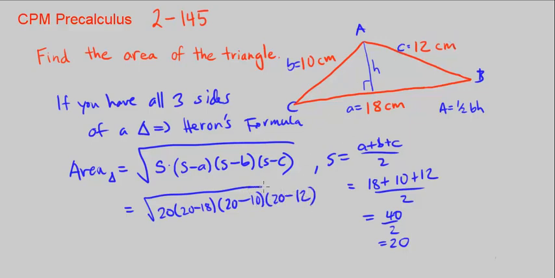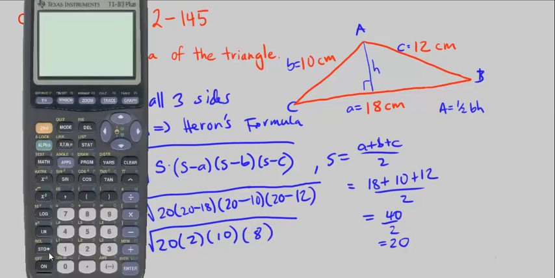Let me fix the square root because it should go all the way over. So simplifying this, that's the square root of 20 times 20 minus 18 is 2, times 20 minus 10 is 10, times 20 minus 12 is 8, right? The rest I can just bring out the calculator and do. The square root of 20 times 2 times 10 times 8.